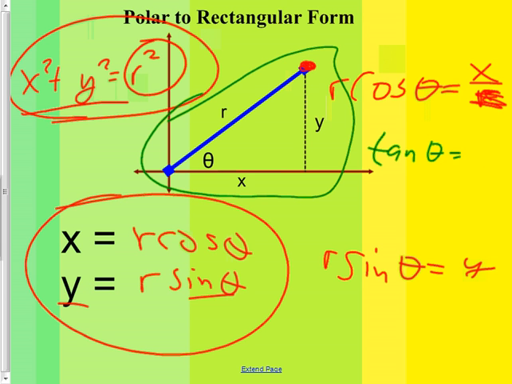Tangent of theta equals y over x. And that one is already divided with polar on the left and rectangular on the right. Okay, so all these little equations that I just wrote on the board all came from that one little picture. And they're going to be really handy.